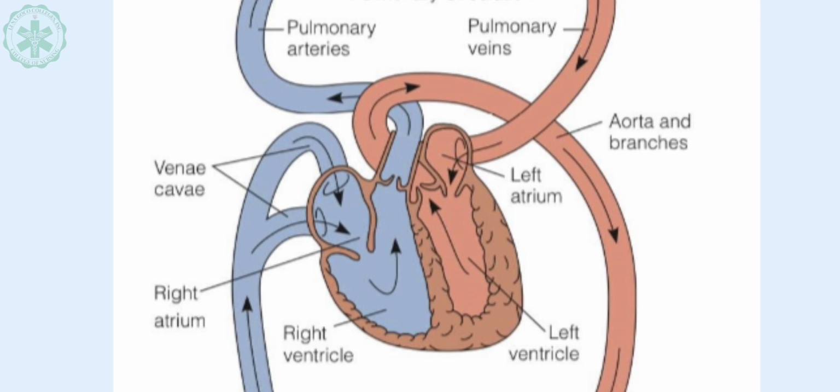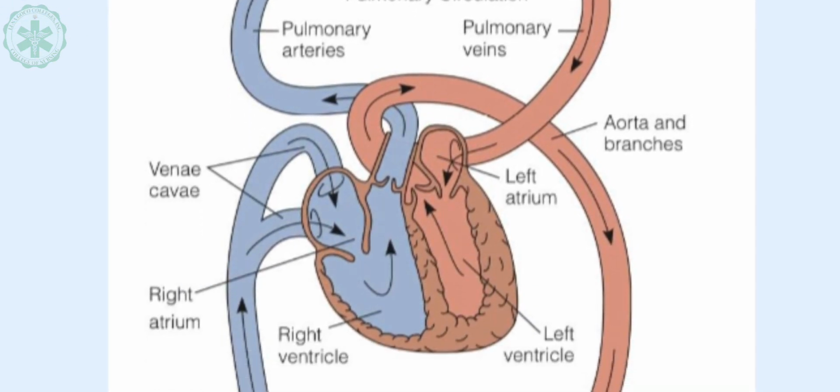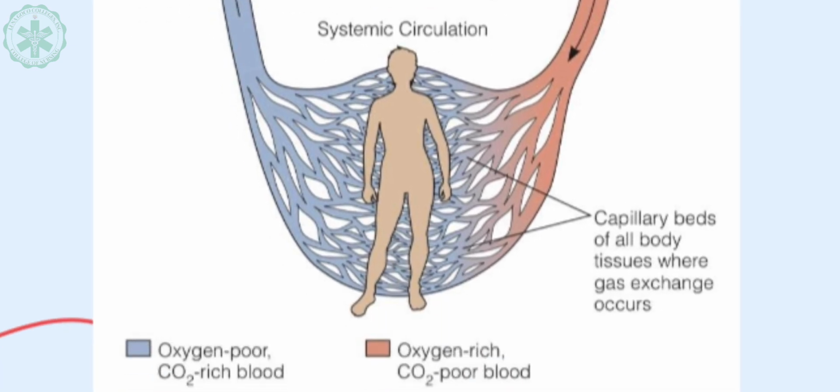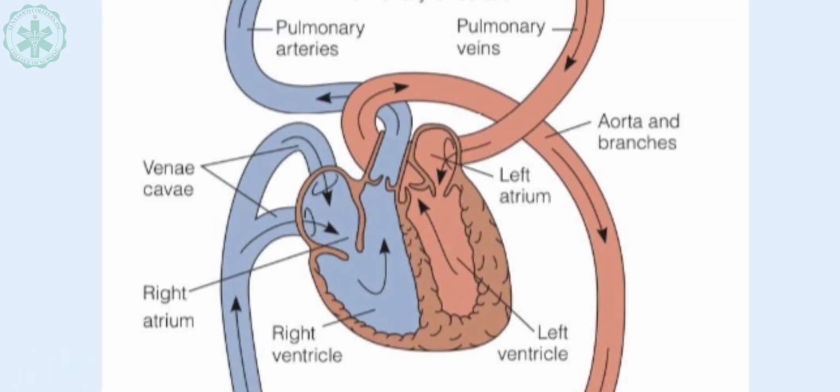the pulmonic valve, then the pulmonary arteries. The pulmonary arteries will go to the capillary beds of the lungs where gas exchange occurs, then down to the pulmonary veins, left atrium, then down to the bicuspid valve, left ventricle, then to the aortic valve, and to the aorta. And the aorta and its branches will go to the capillary beds of all the body tissues where gas exchange occurs. Then it becomes unoxygenated blood again as it returns from the body, and so on.